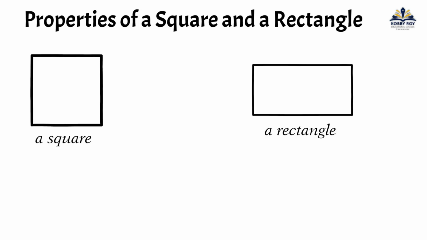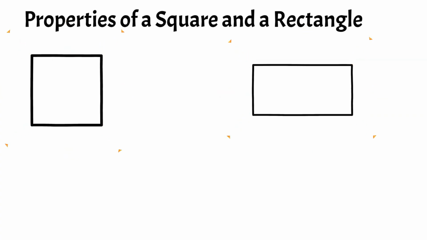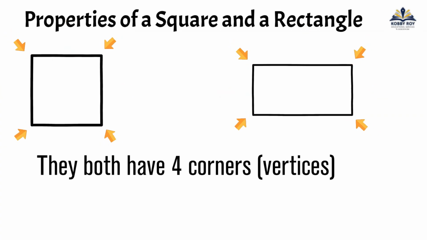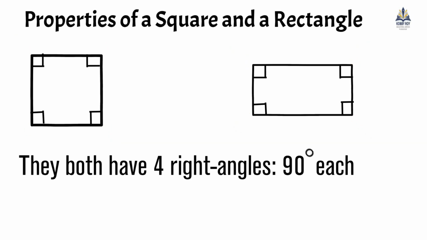Now, you might wonder what they have in common. Well, they both have four sides and four corners, which we call vertices. Furthermore, they both have right angles, a perfect 90-degree angle at all four corners, like the corner of a book or a piece of paper. But of course, they have their differences too.